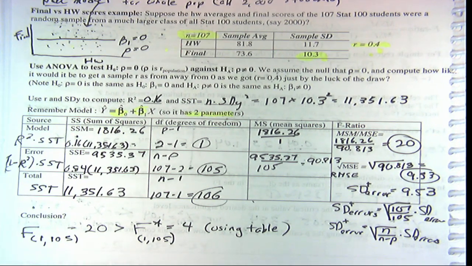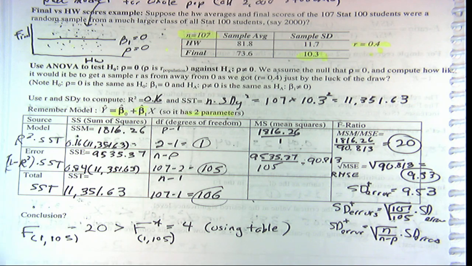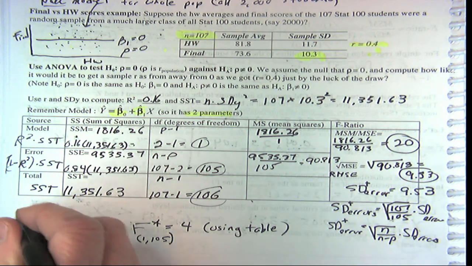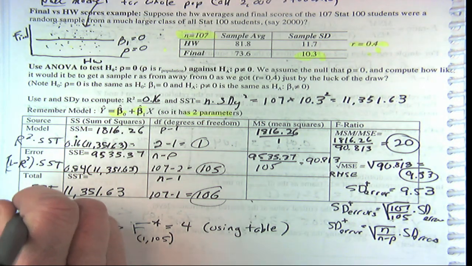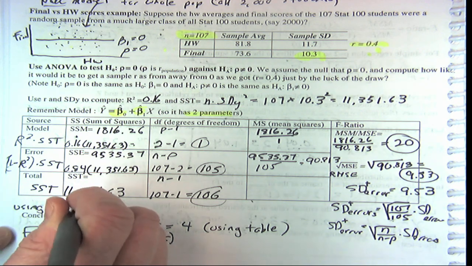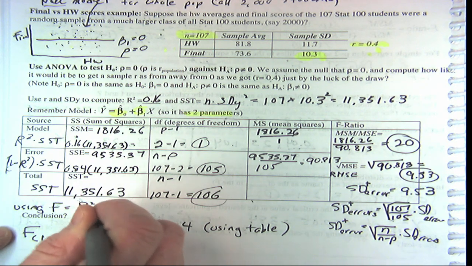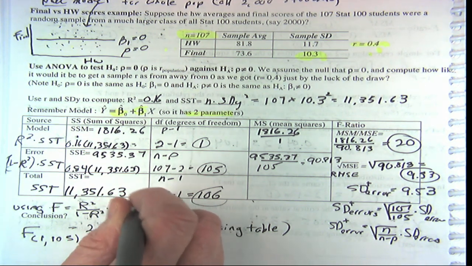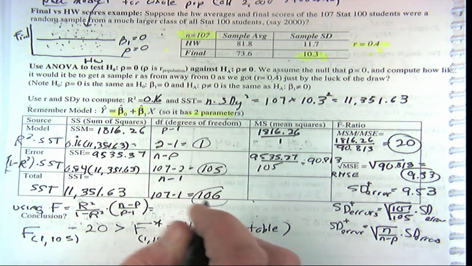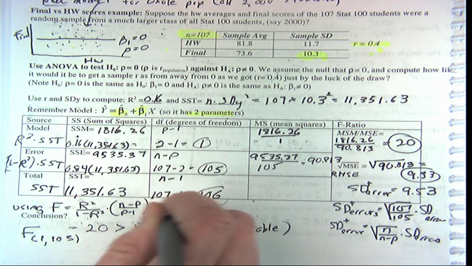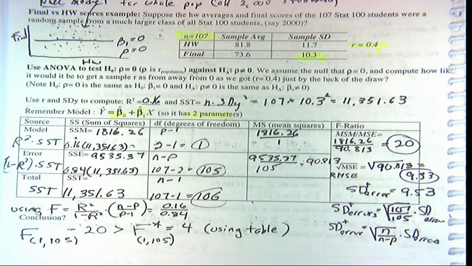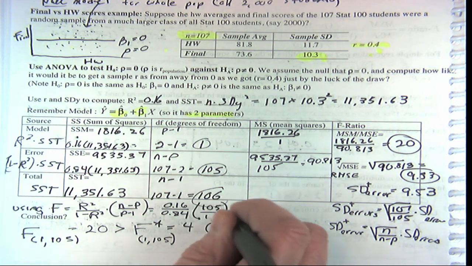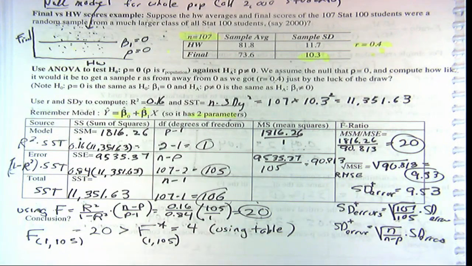Okay, so I also want to show you that you could have done this whole thing much easier. If I didn't ask you to fill out the table and you knew the same information, you could have said F is equal to R squared over 1 minus R squared times n minus p over p minus 1. Look what you could have done: 0.16 over 0.84, times 105 over 1, and that's 20, and that's much easier to do. So you could have done it that way.